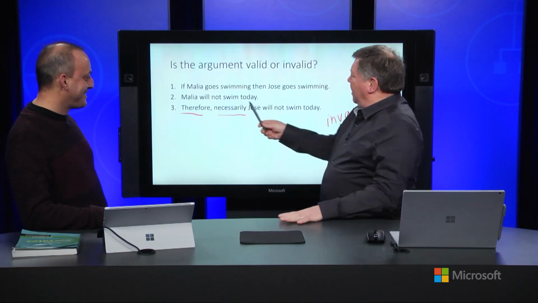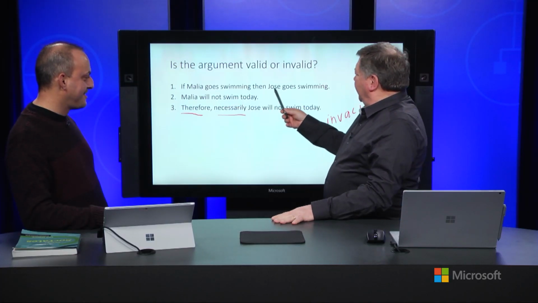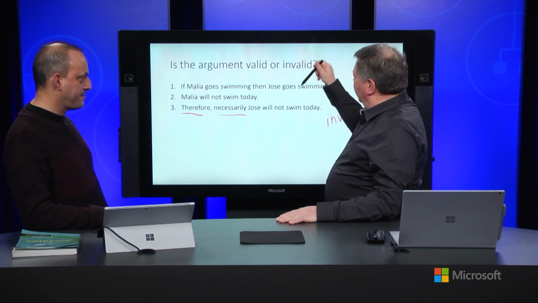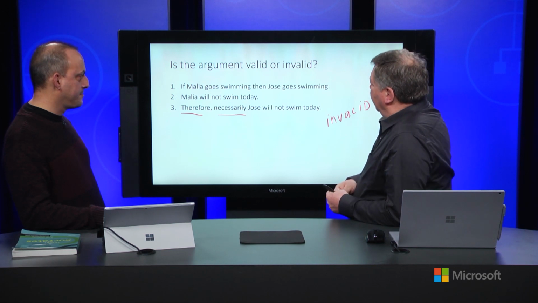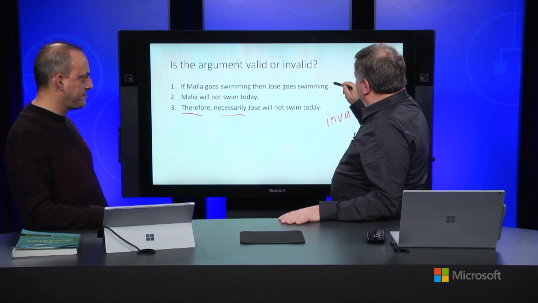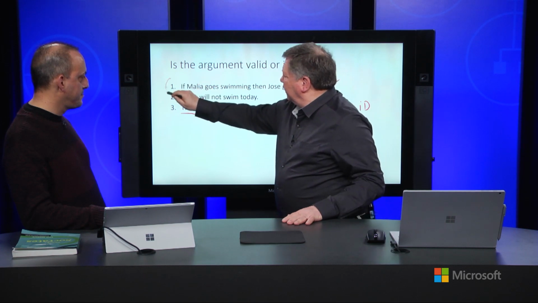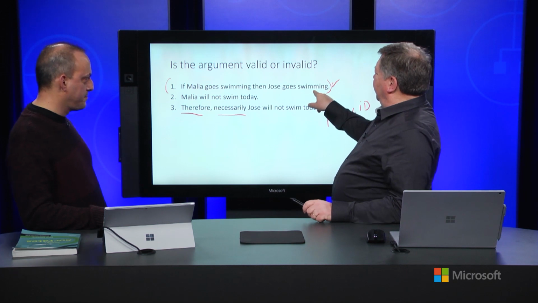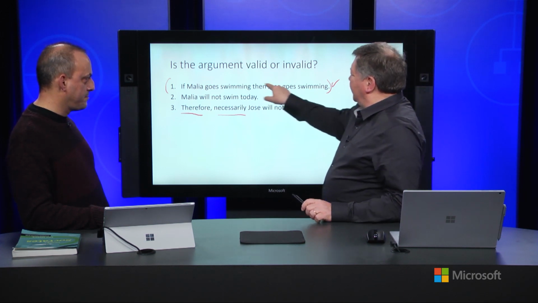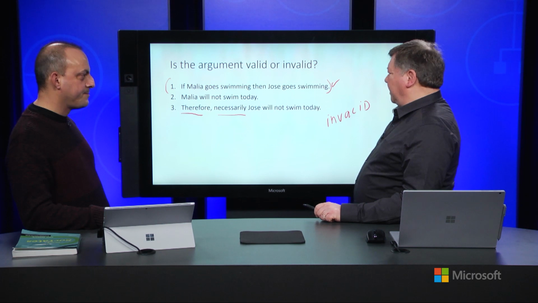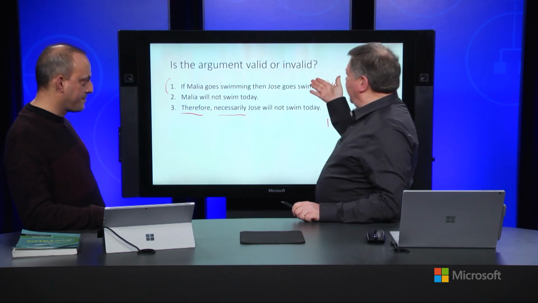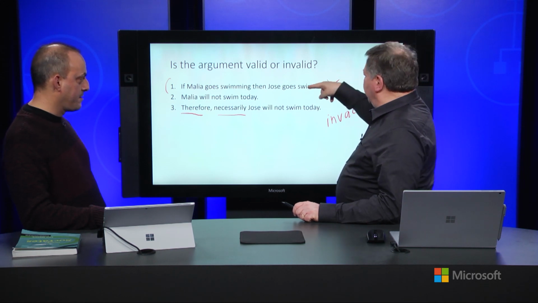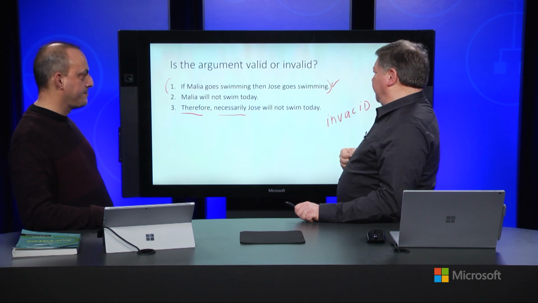Yeah, that's right. So suppose if Malia goes swimming, then Jose goes swimming. And I'll interpret that to mean every time Malia swims, Jose swims. Does that premise alone, just that premise alone, tell us that every time Jose swims, Malia swims? No. It does not, does it? It does not. It tells us every time she swims, he swims. Correct. But does that premise leave open the possibility that he swims alone sometimes? Yes. Say it does.